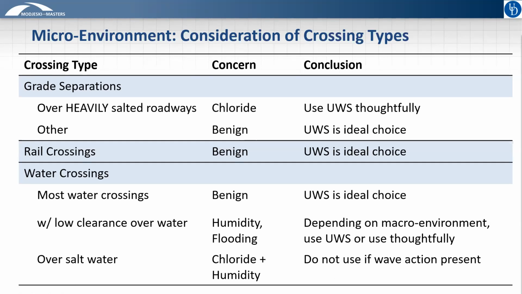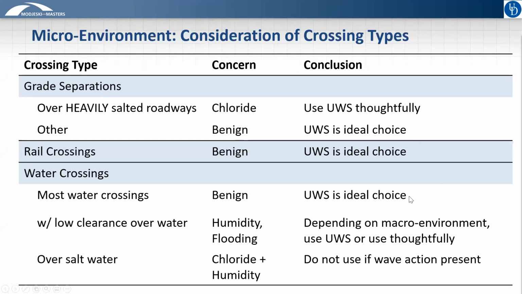In the absence of these conditions, and assuming the lack of a coastal environment, we expect to see ideal performance of uncoated weathering steel in highway overpasses. Similarly, because railways are not salted, and the only possible concern here is sulfur oxide emissions, which are at benign levels, we also see good performance of bridges in the microclimate of a railway crossing.